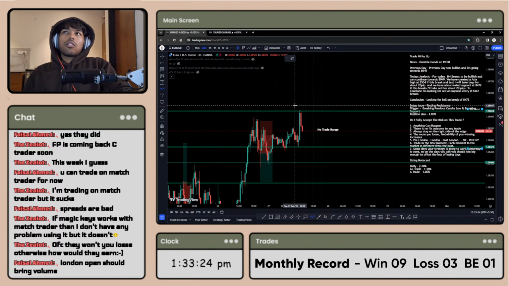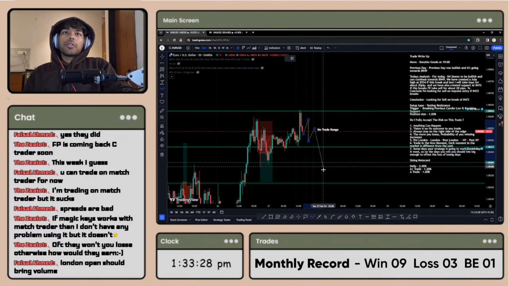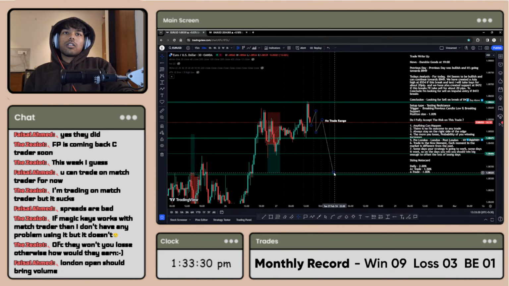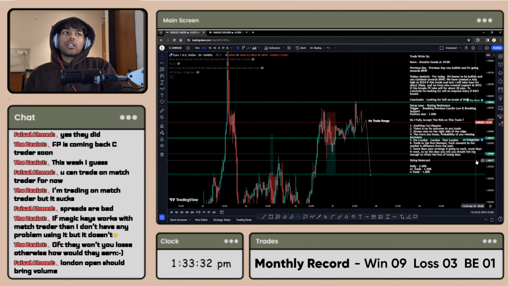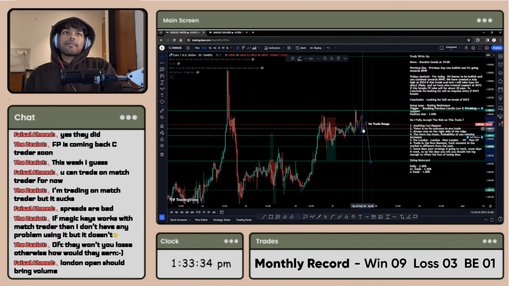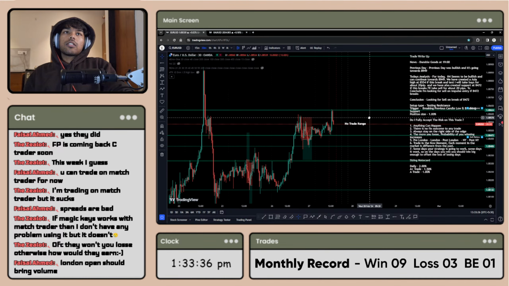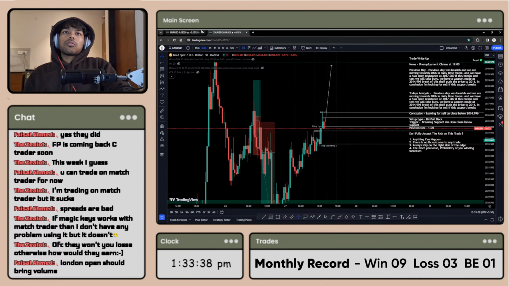For a sell on EURUSD, I'm looking for some kind of support to be formed, and if that support breaks with a test of the area, I will take a sell, like an aggressive sell. So let's just wait and see how this one is going to play out.